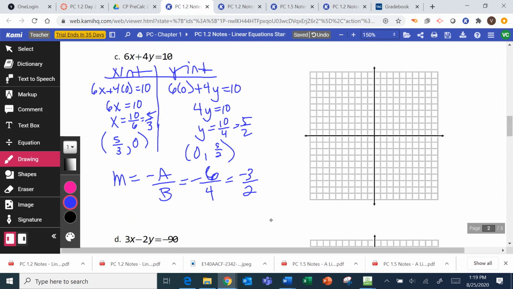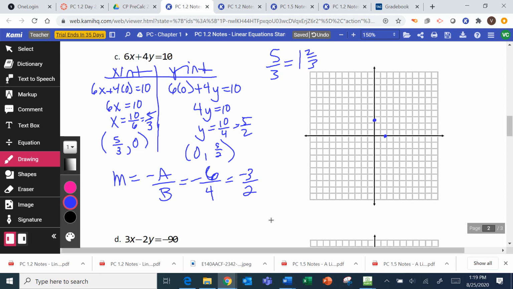All right, 5/3, 0. Now when I go to graph that, I can think of 5/3 being 1 2/3 or 1.67. When you go to graph it, it's just going to be an approximation anyway. And then 2.5 for y. Is my slope negative? And is my line going to be going downhill? There's some checks that we're doing as we're graphing.